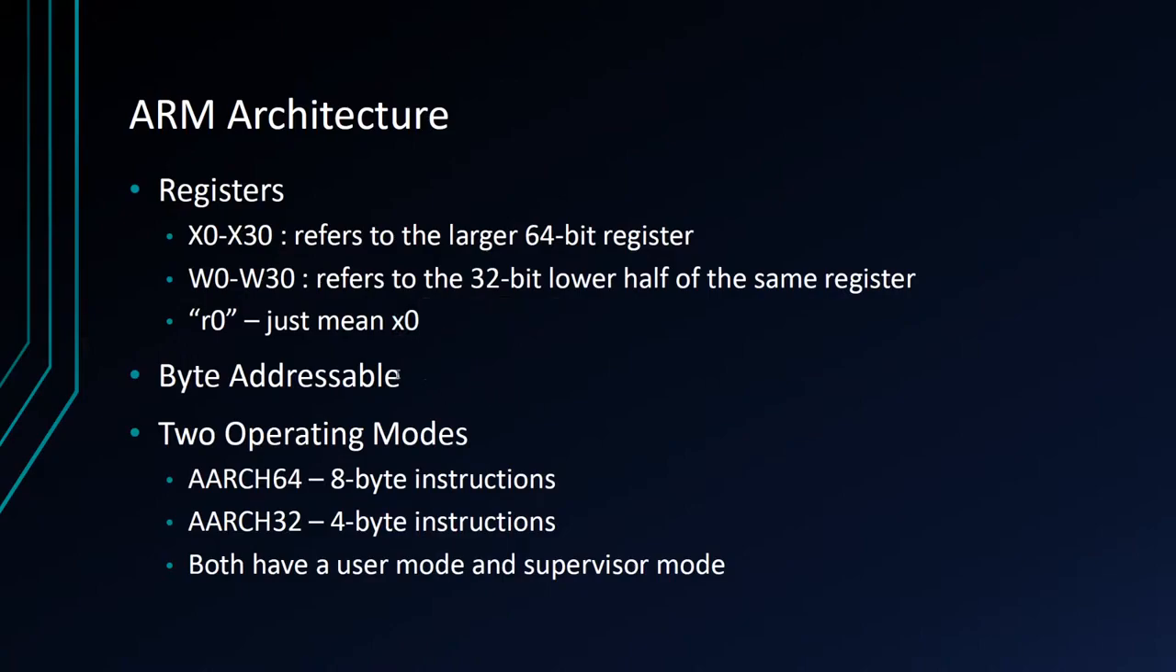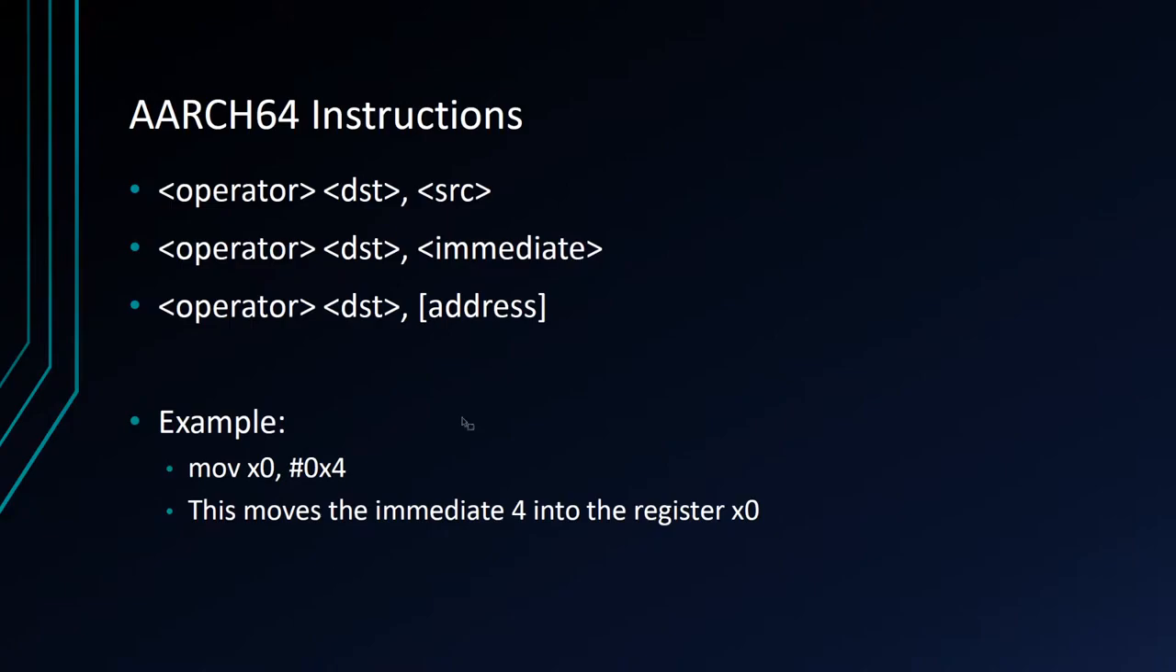The architecture is still byte addressable, which means that you can address a single byte in memory. You don't have to address an entire word, like MIPS, for example. And similarly to how ARM32 had Thumb mode and ARM mode, this architecture has 64-bit mode and 32-bit mode. Both of those modes have a user and supervisor mode, similar to ARM32. 64-bit ARM is the same way.